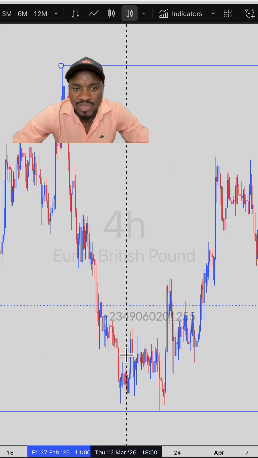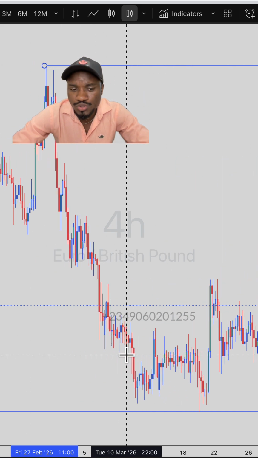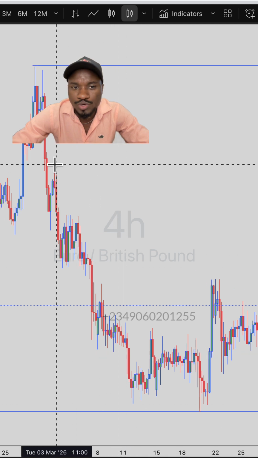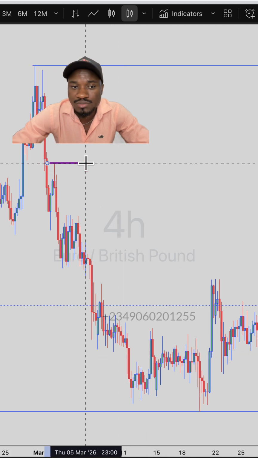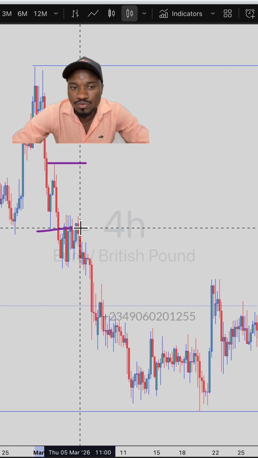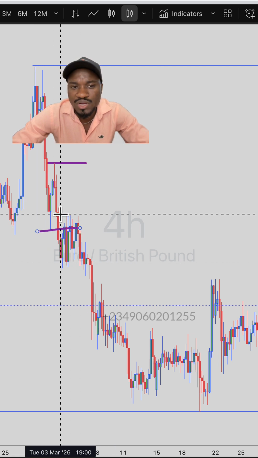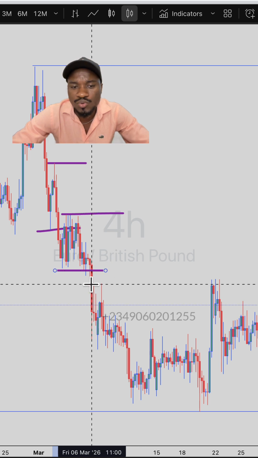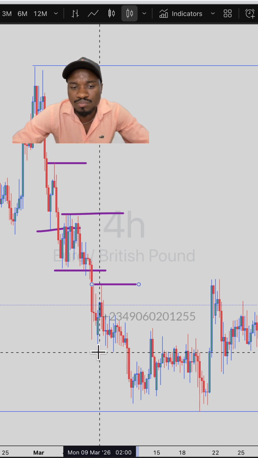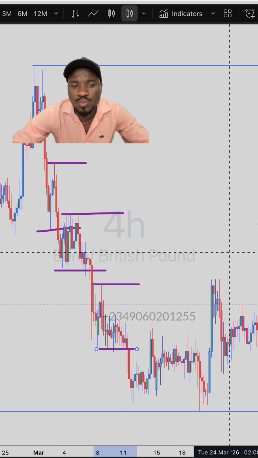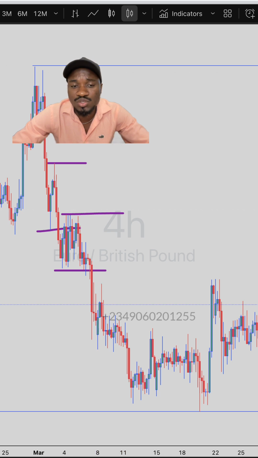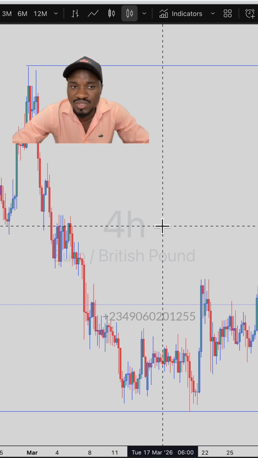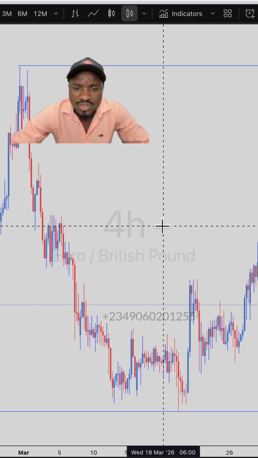Now this is what we have to do: we have to study market structures. First, right here we had what we call low high swings, then a break of structure for more lower low swings. We have another low high swing right here, then a break of structure for more lower low swings, and then another low high swing right here, and again a break of structure for more lower low swings. Now we already know we are in a downtrend market structure, so the market is bearish, and we don't need any indicator.